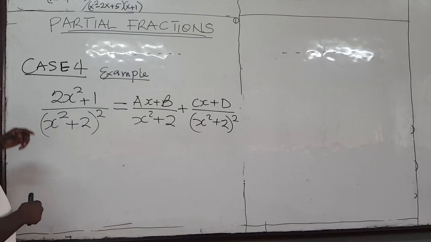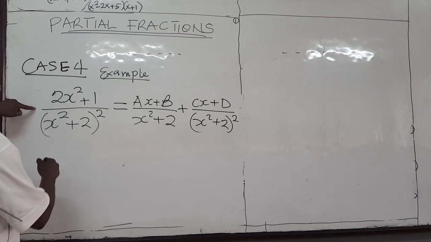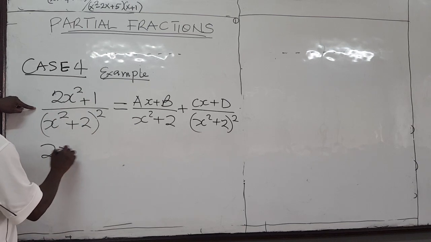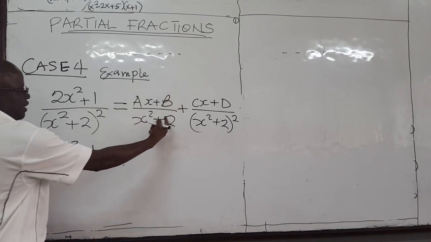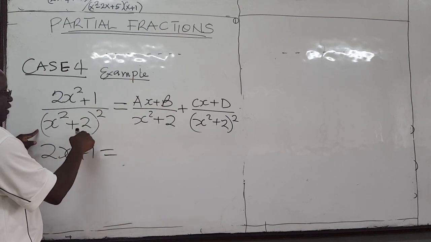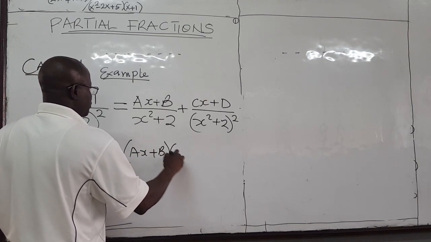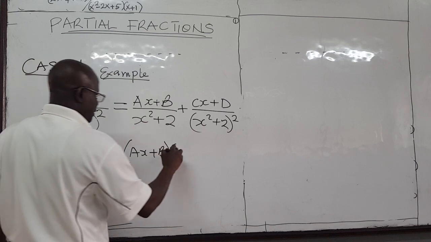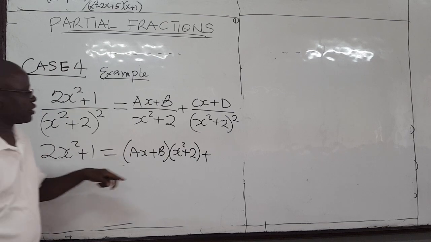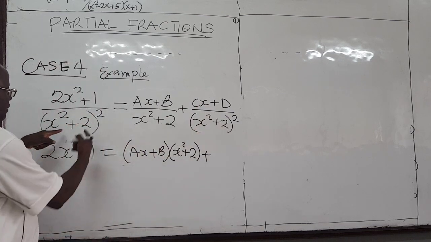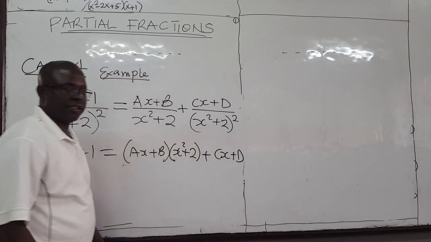How do you do that? Same procedure, multiply through by the denominator. So if I do that here, cancel out, we have 2x squared plus 1 is equal to, multiply all of this by this. This factor will cancel out one of this, so you are left with this, ax plus b. This will multiply by one of these factors. Remember, it's squared. So I have x squared plus 2. And then you multiply all of this by this. That cancels out, so you are just left with cx plus d.